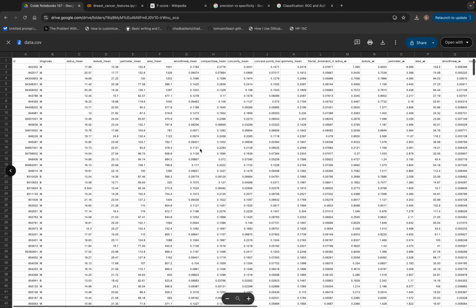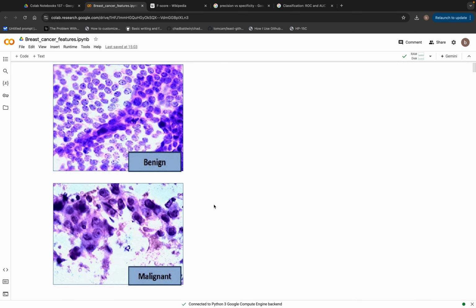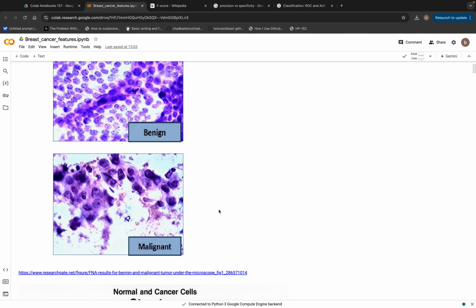If we give an algorithm all these numbers, it'll be able to predict whether something is M, which is malignant, or B, benign, based on all these features. And as you can tell when you actually look at the slides, there's got to be some difference. So the goal is, can we create a computer algorithm that does that?